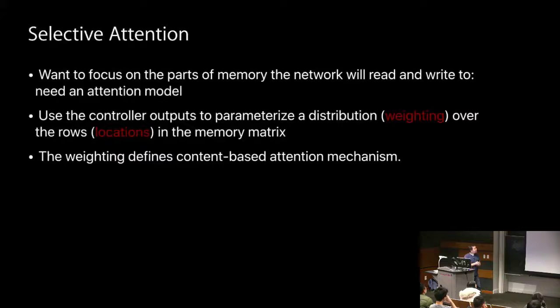One of the things that we need is a notion of selective attention. So we need an attention mechanism. We want to focus on the parts of the memory where the network will read from and write to. So you need an attention model. What we're going to do is use the outputs of the controller, think of it as a neural network, to parameterize a distribution over the rows of the memory matrix. Okay, and I'm going to make it precise what that means.